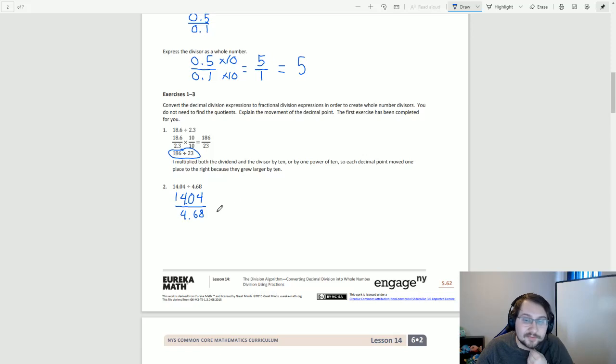So what am I going to have to multiply my denominator by to change this into a whole number? It's not going to be 10, because multiplying by 10 moves my decimal once. I need my denominator's decimal to move twice. So it needs to go 1, 2. In order for it to move twice, instead of multiplying it by 10, I'm going to multiply it by 100. Which means I also need to multiply my top by 100.